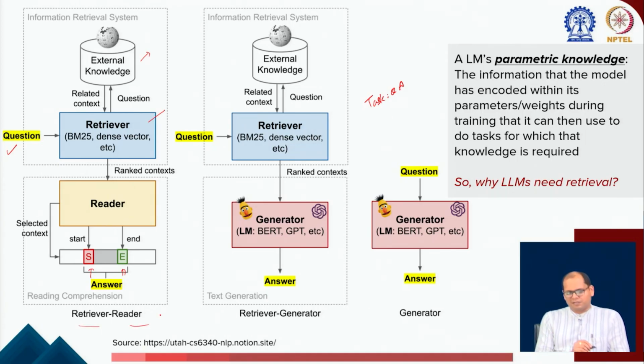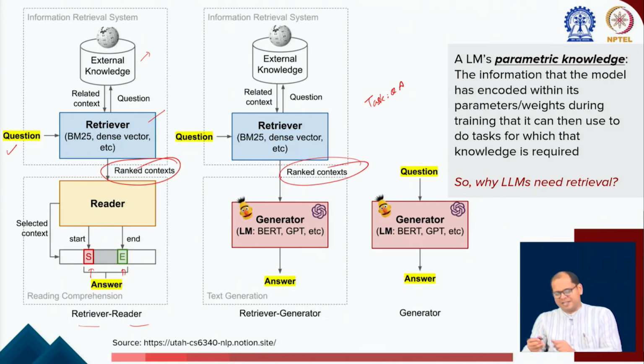You are not generating the answer there, but once you get this ranked context, you can also generate an answer, right? So you can give this context to a model. Here it may be a BERT model that selects spans, but you can use a GPT model that can generate the answer. This is like a retriever-generator, and that's very close to what we will call RAG. Or you can say, okay, why do I need a ranked context? Why can't I simply ask a question to a model like GPT and get an answer? This is a simple generator.